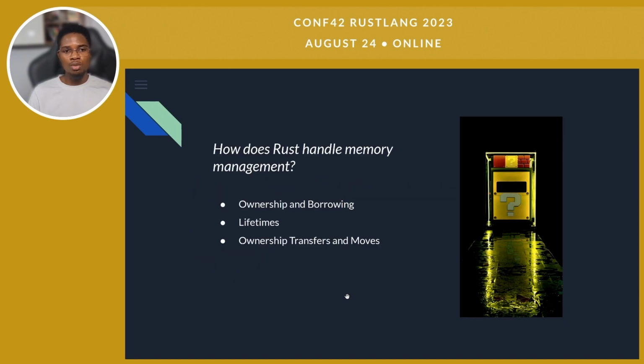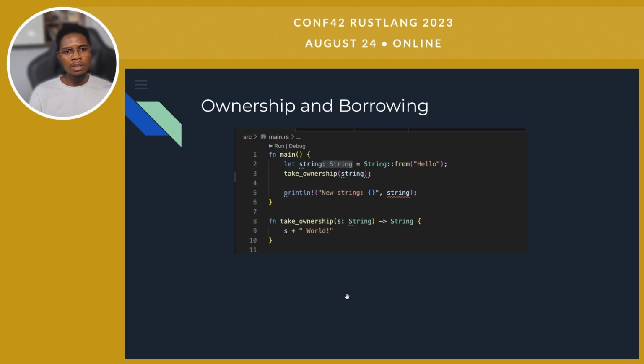It does this through a system of ownership and borrowing, lifetimes, and ownership transfers and moves. We'll basically be talking about this system in this presentation. So take this example. We'll use a few examples to demonstrate exactly how Rust handles its memory.